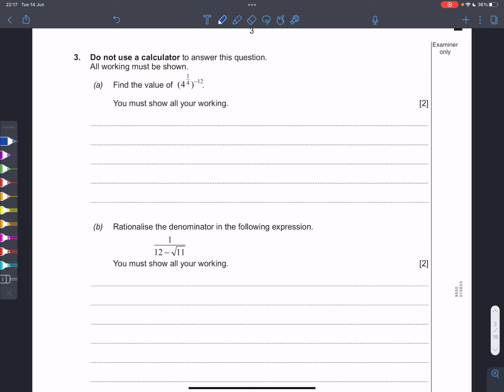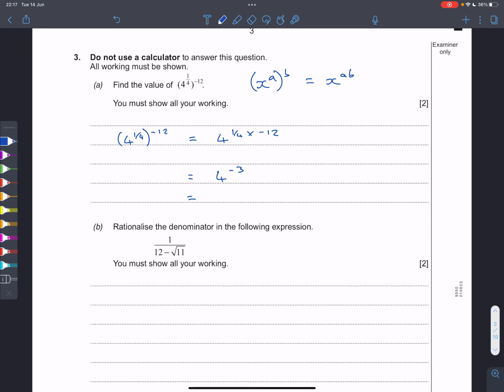So what we have here is something to the power of something. In our case, this is 4 and this is a quarter, and we raise that to another power. When we do that, we can multiply the powers together, so a times b. So 4 to the quarter to the power of negative 12 is exactly the same as having 4 to the power of a quarter multiplied by negative 12. A quarter of negative 12 is negative 3, so that's 4 to the negative 3.